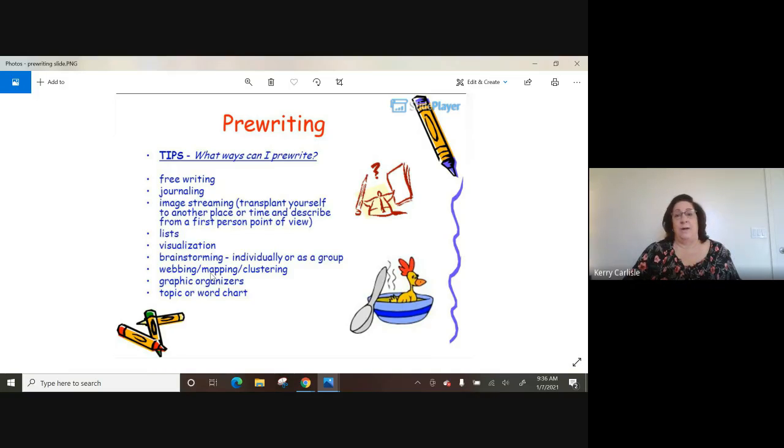You don't just jump into writing and go, I don't know, I'll figure it out as I go along. You'll have a much better outcome, a more focused writing, if you take just a few minutes. And a lot of these things do not take long to pre-write first.